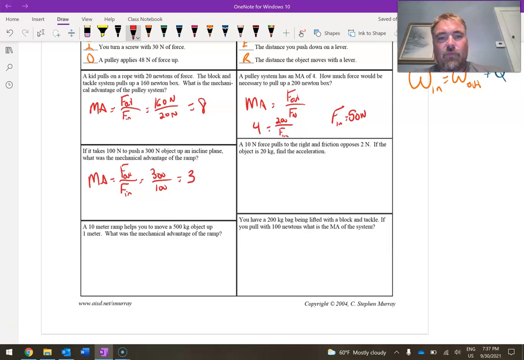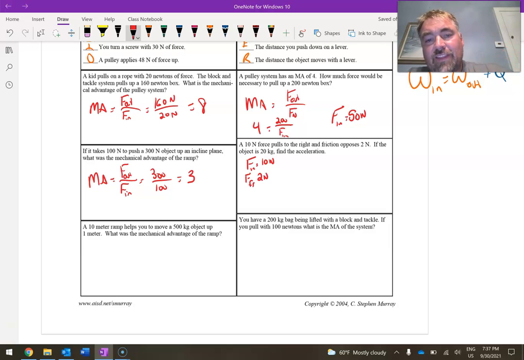And now the next one: a 10 Newton force pulls to the right, friction opposes 2 newtons. Okay, so this is not a mechanical advantage one anymore. A 10 Newton force pulls up to the right, friction opposes 2 newtons. The object is 20 kilograms, find its acceleration. So we know the force that's going in is 10 newtons. It also tells us we have a force of friction of 2 newtons.